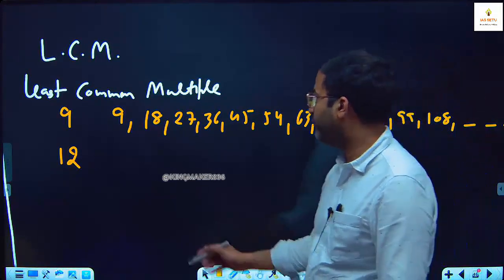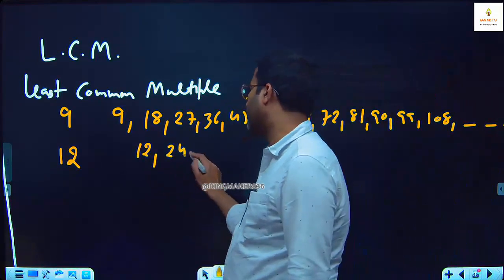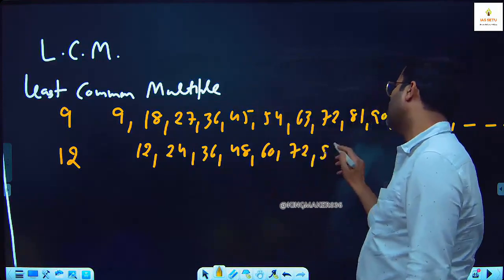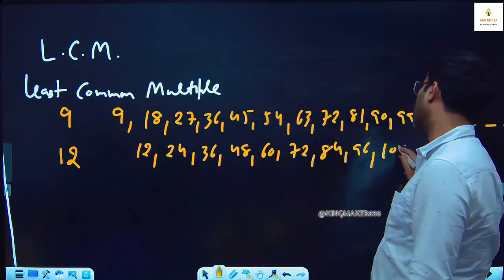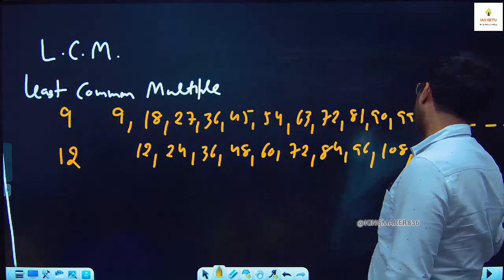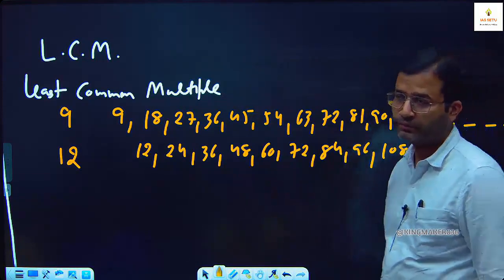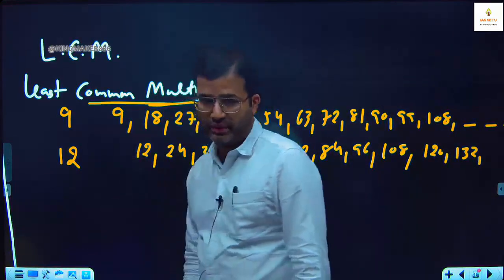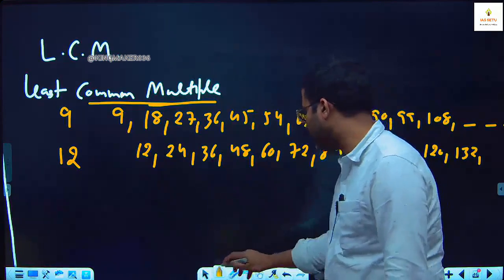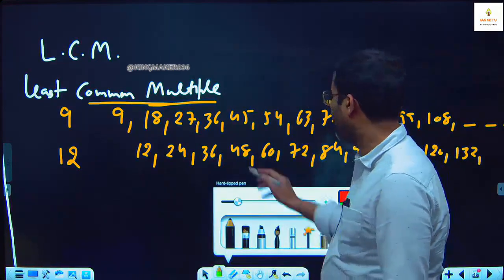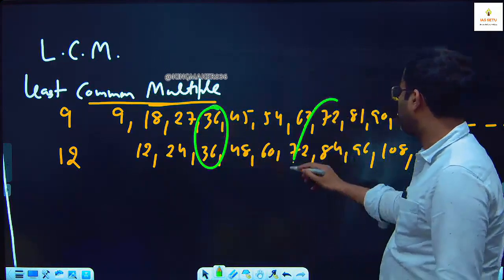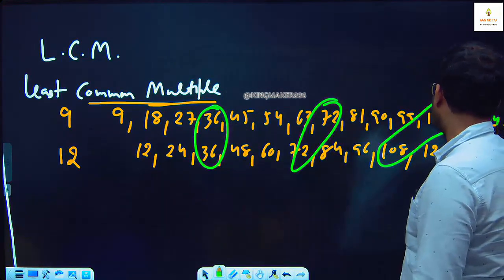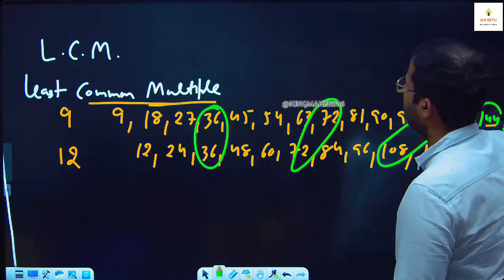What are the multiples of 12? 12, 24, 36, 48, 60, 72, 84, 96, 108, 120, 132 and so on. What is this word? Common multiple. Out of these multiples, just identify the common multiples. 36, 72, 108, फिर उसके बाद आएगा 144, फिर आएगा 180 एंड सो.